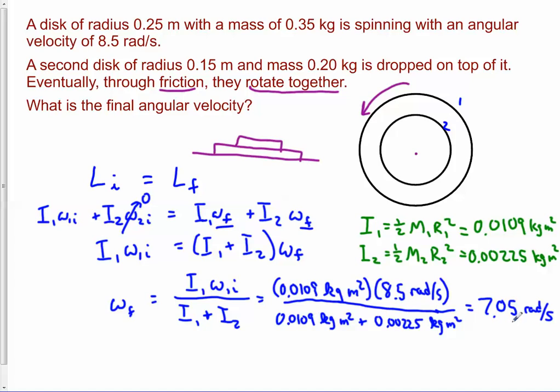There's all the numbers plugged in, and we end up getting 7.05 radians per second. So of course it's less than it was going. It was going 8.5. I should only have two significant figures here, so let's just call it 7.1 radians per second. A little bit slower because it had to get the second disk moving. It had to give up some of its speed. Okay, so there's an example of using conservation of angular momentum.